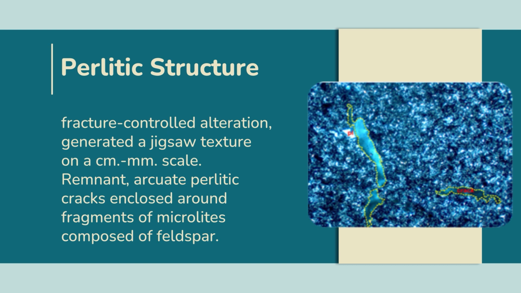Because of cooling, these cracks are there, and along these cracks the alteration has taken place, and as a result the perlitic structure is formed. This is the perlitic structure, and these are all the microlites.